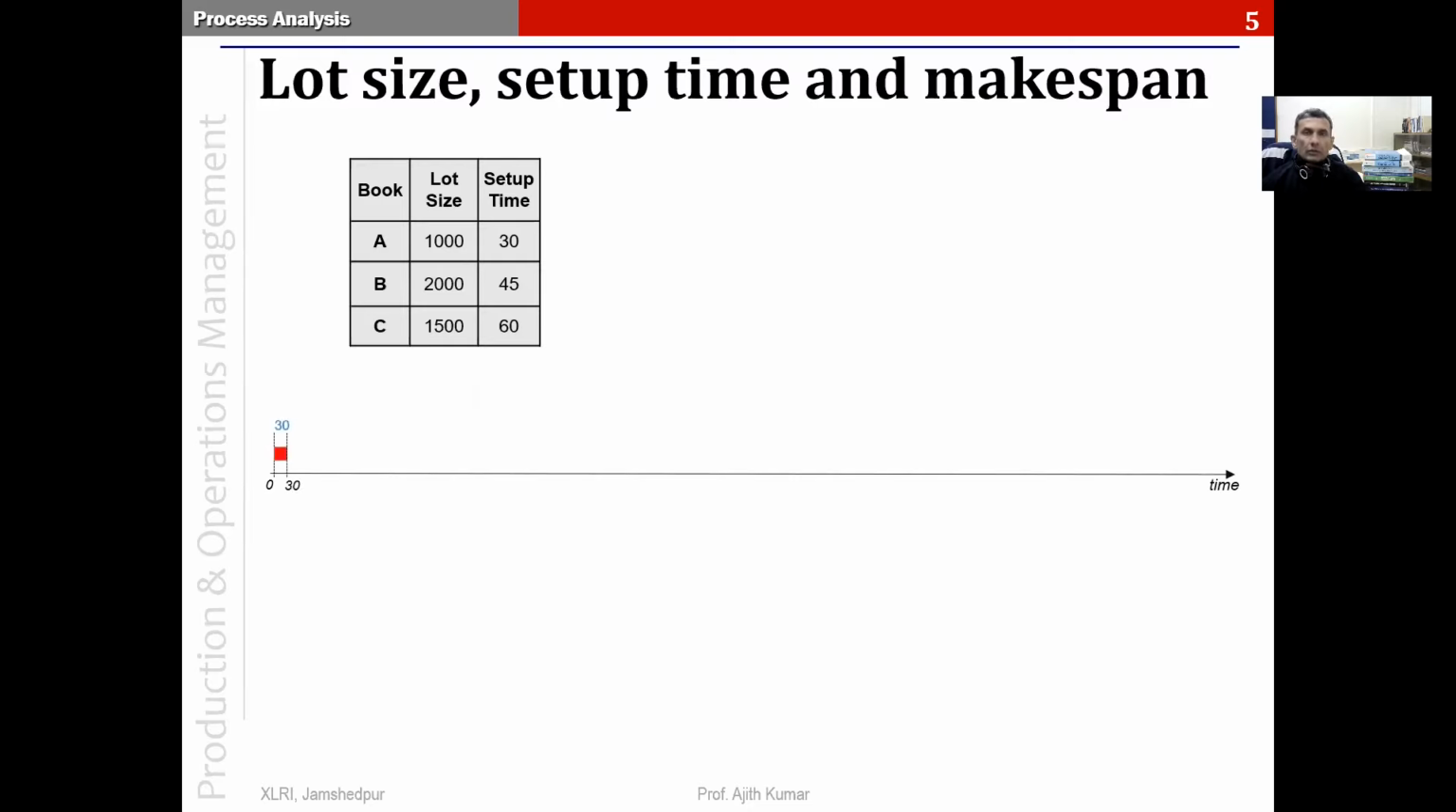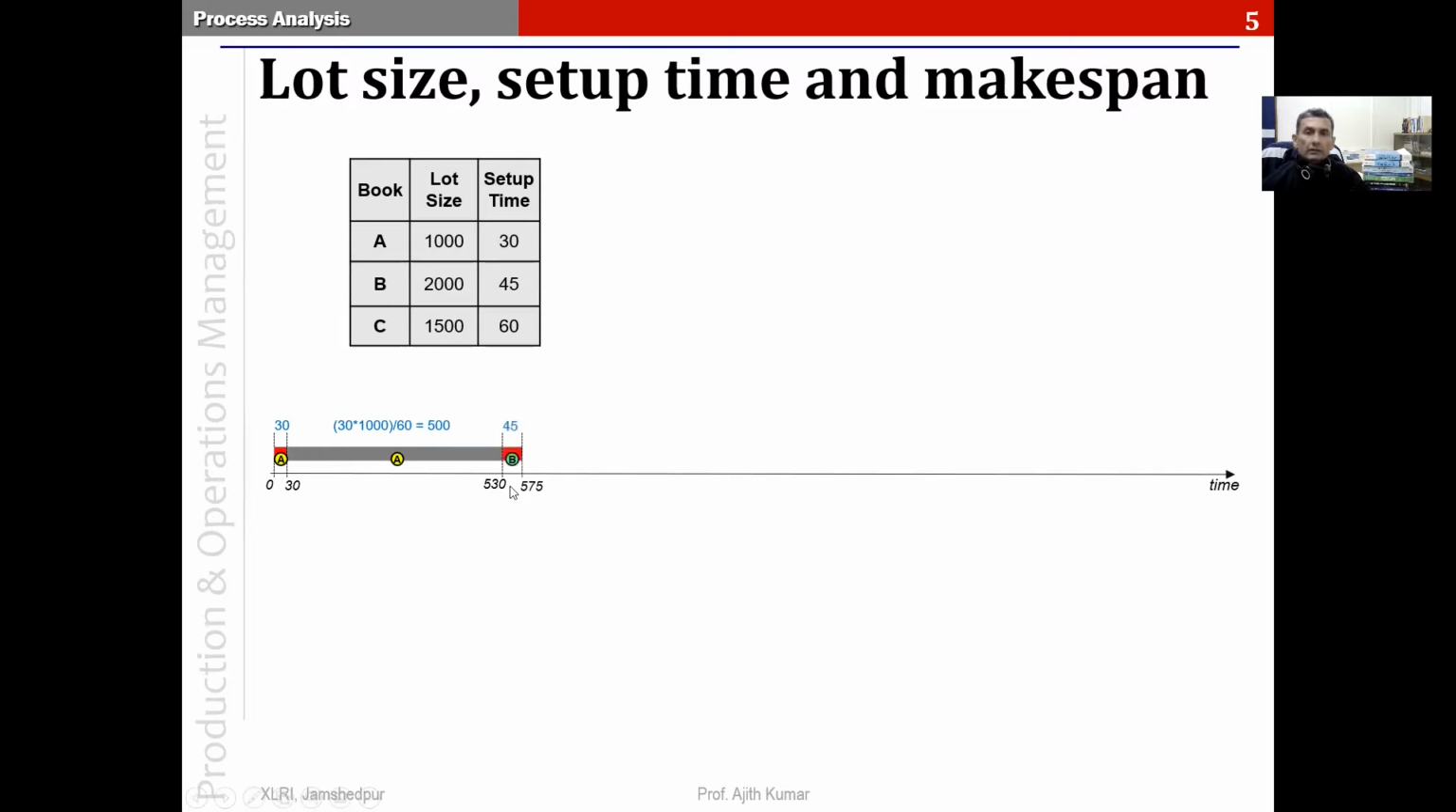First, we set up the workstation for A. This takes 30 minutes. Subsequently, the 1,000 units of A are processed, cutting, binding, and sealing happens. Each unit takes 30 seconds for the operation, which means 30,000 seconds in all. That corresponds to 500 minutes. So 30 minutes of setup time plus 500 minutes of processing, 530 minutes. The lot of A is completed at T equal to 530 minutes.